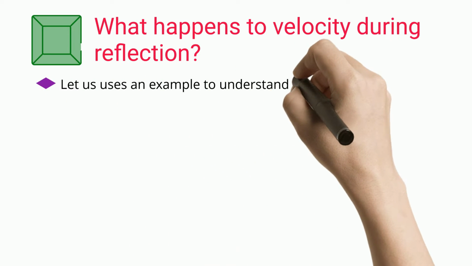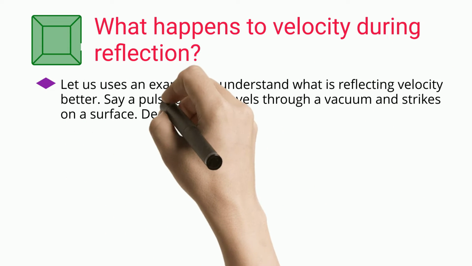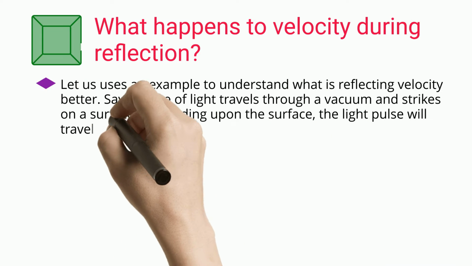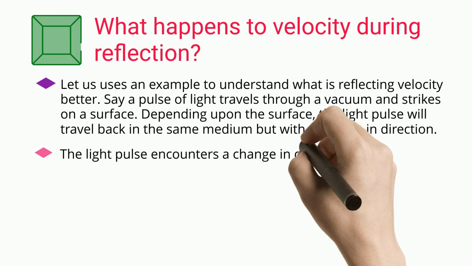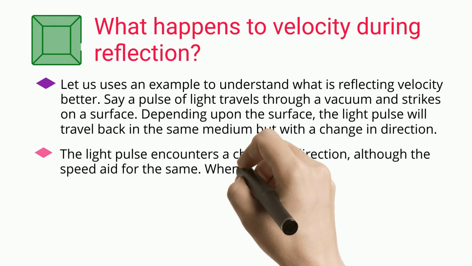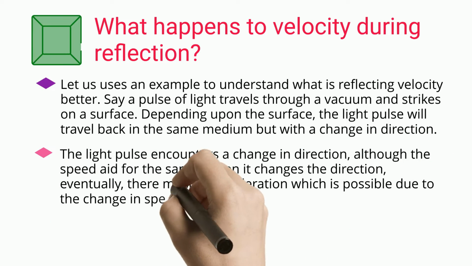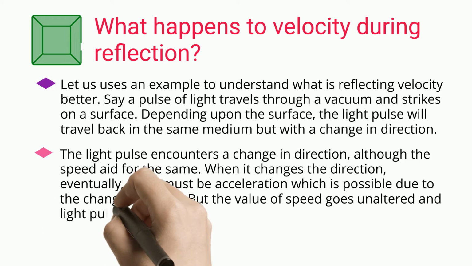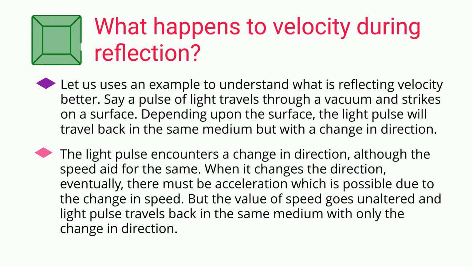Let us use an example to understand what reflecting velocity is better. Say a pulse of light travels through a vacuum and strikes a surface. Depending upon the surface, the light pulse will travel back in the same medium, but with a change in direction. The light pulse encounters a change in direction, although the speed stays the same. When it changes direction, there must be acceleration, which is possible due to the change in velocity. But the value of speed goes unaltered, and the light pulse travels back in the same medium with only the change in direction.